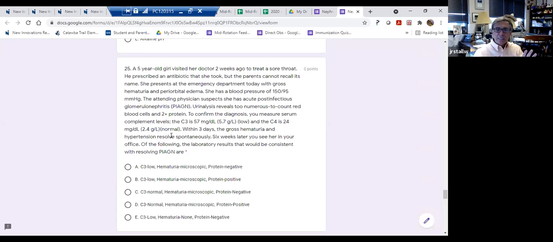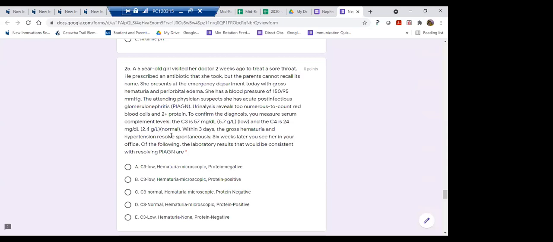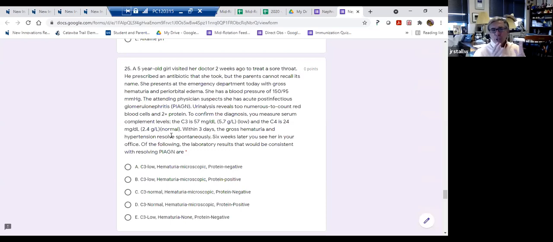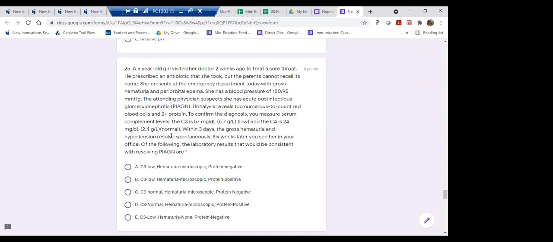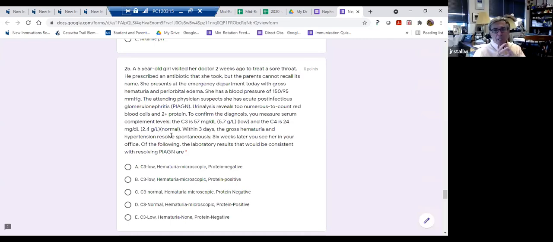So all things considered, this question is really asking what's the classic follow-up of post-AGN from a urinalysis perspective. Okay, all right, ask your question. We thought that the complement levels could still be low up to like 2 months after. They could, but they're doing 6 weeks. If you wanted to say 2 months, but really it's 1 to 3 months is the answer. And so 6 weeks falls in that.